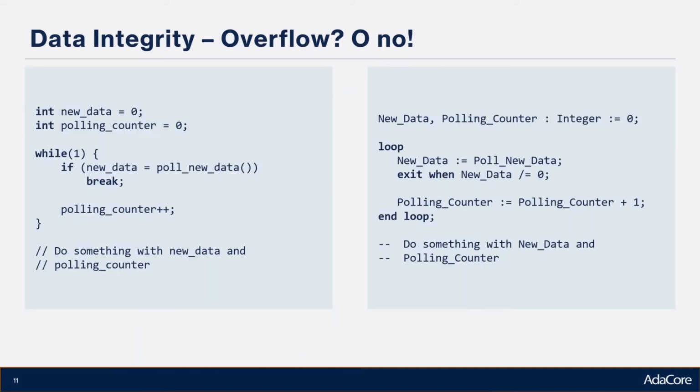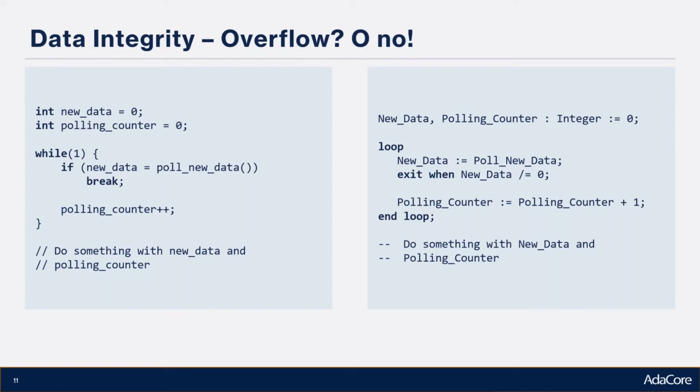Now, in this example, the code on the left in C and the code on the right in Ada are basically identical. On both sides of the screen, we're setting up an infinite loop, and we call pull new data. If pull new data returns 0, it didn't do anything interesting, and we're just going to loop again. If it returns something non-zero, we break out of the loop. Every time pull new data doesn't get data, it returns 0. We're going to loop again. Every time we loop, we increment polling counter. And that's where the biggest difference is going to be.